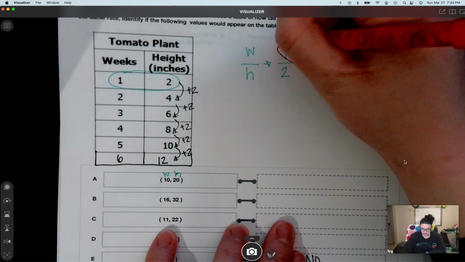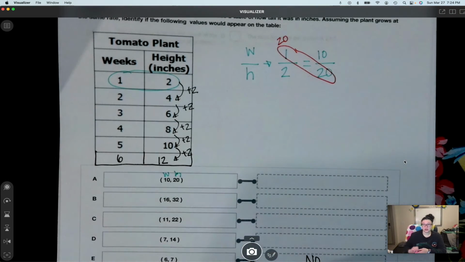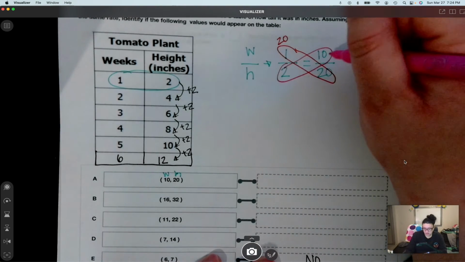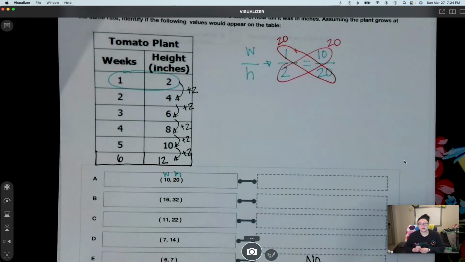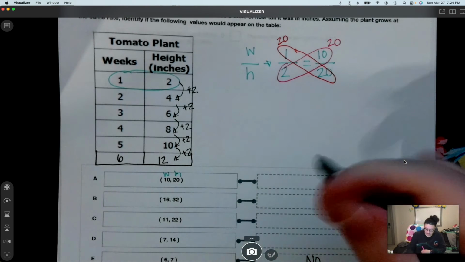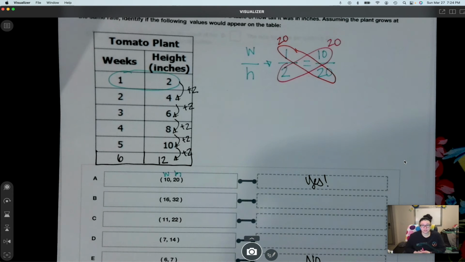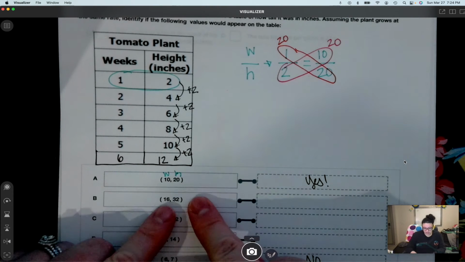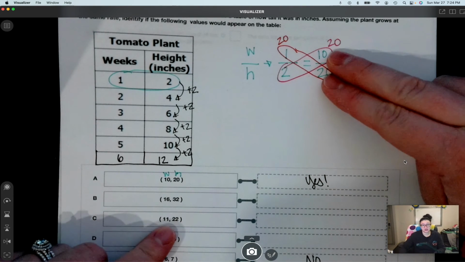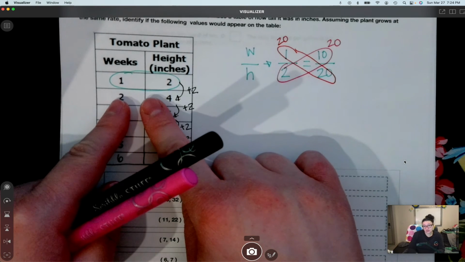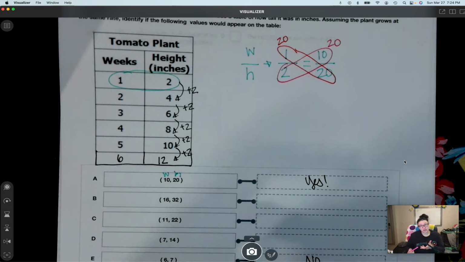1 times 20 is 20. And then if I go the other way, 2 times 10 is also 20. So because those numbers are the same, that means that yes, these numbers also work in that proportion. And then I could keep trying and plugging in different numbers using one set of numbers that I know from my table. That's another strategy that you can do.